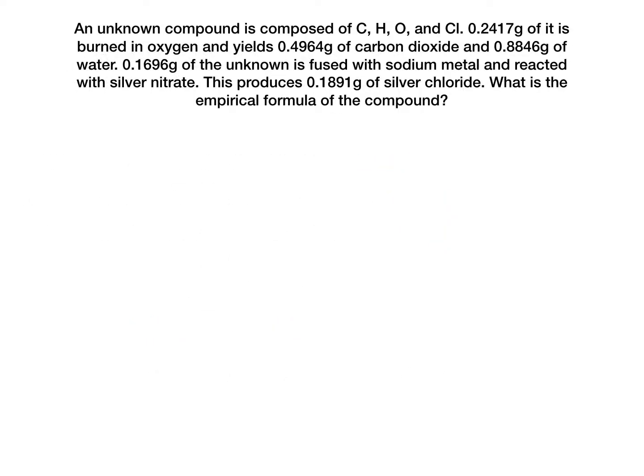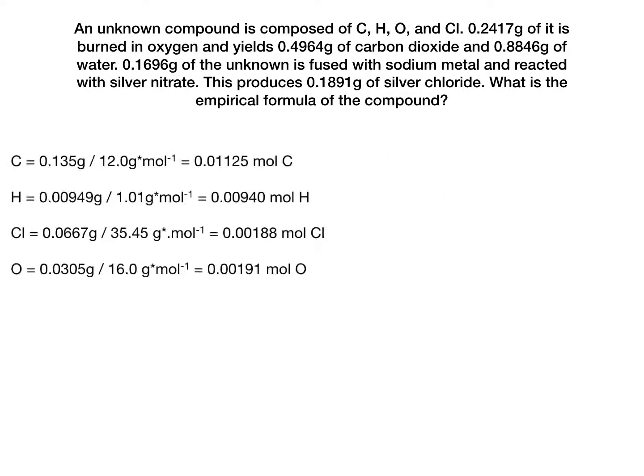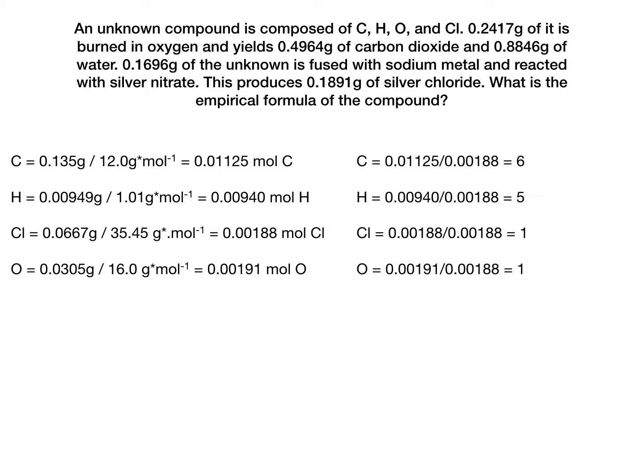Next, convert all of the grams of each element to moles. Divide these mole amounts by the lowest mole amount. These numbers are the formula subscripts for the corresponding element. The empirical formula for this unknown is C6H5OCl.